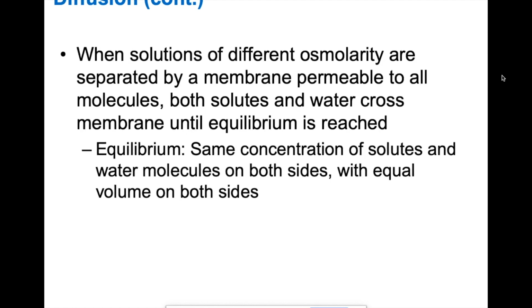So when solutions of different osmolarity are separated by a membrane that's permeable to all of the molecules, both the solutes and the water can actually cross the membrane until a dynamic equilibrium is reached. Now understand that equilibrium doesn't mean that the molecules stop moving. It just means that they're moving at a net of zero. They're coming in and out at the same rate, where there is no change in the concentration at any given time. So like I said, that's our definition of equilibrium.